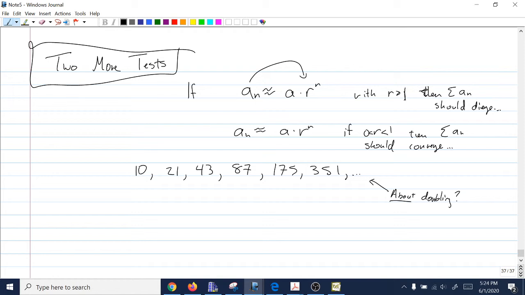But if you are about doubling, how do I check that you're about doubling? Well, there's 2 ways. I can talk about the ratio of terms. 21 over 10. 43 over 21. 87 over 43. 175 over 87. Does this approach 2?